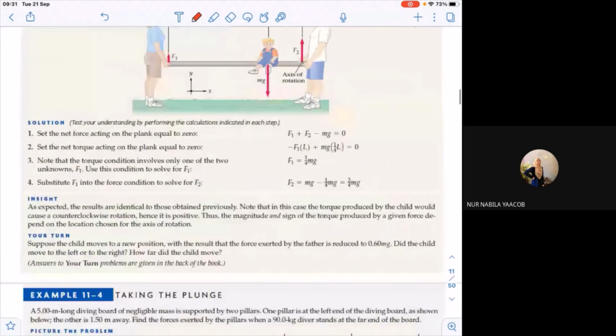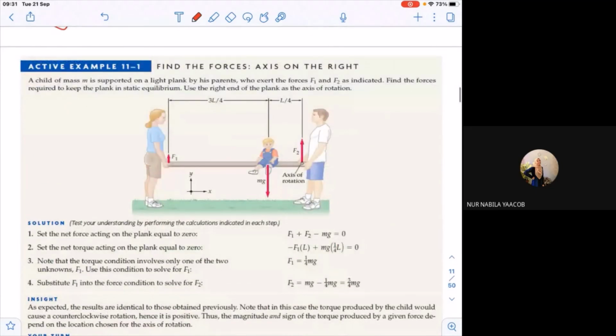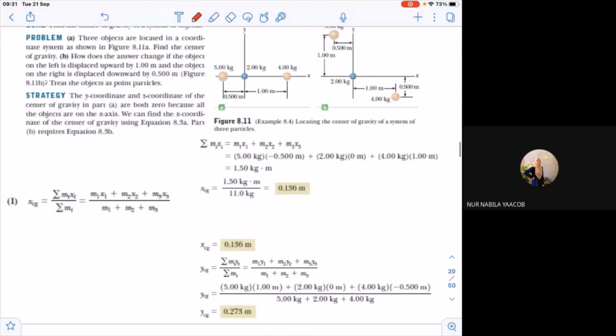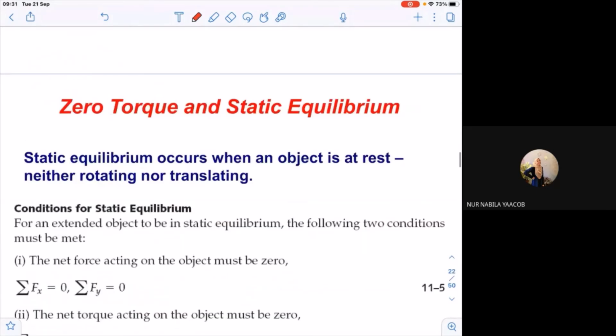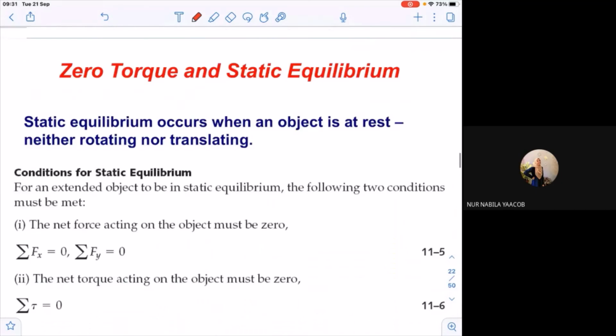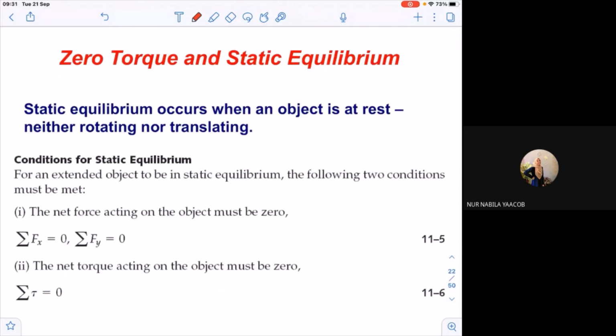Okay, let's go back to this part. A child of mass m is supported. I don't want to go into this part first. I may use the same equations, but I want to discuss here zero torque and the static equilibrium.